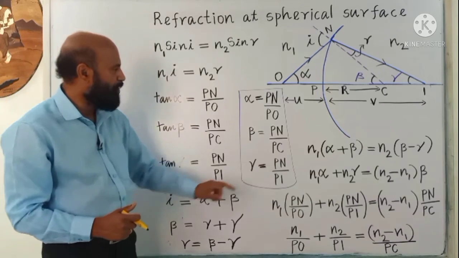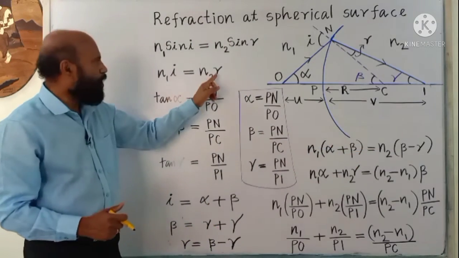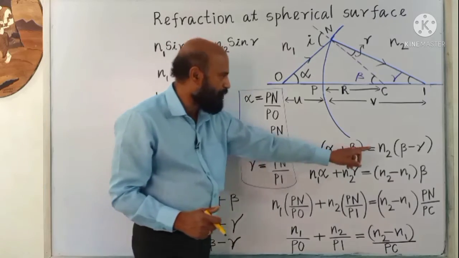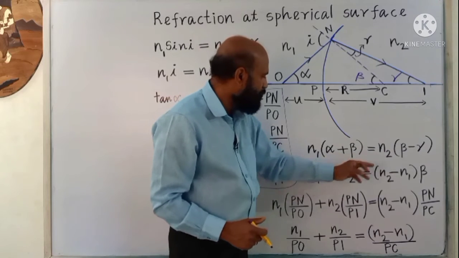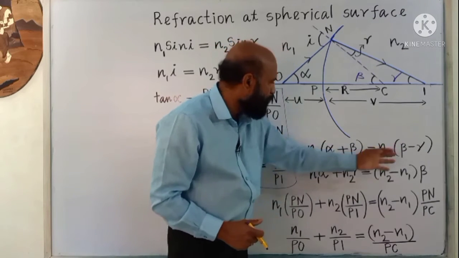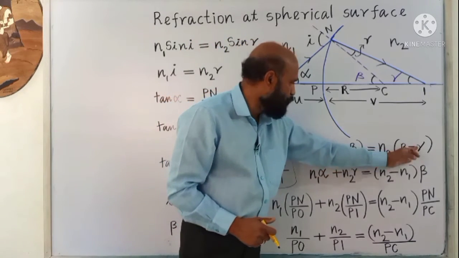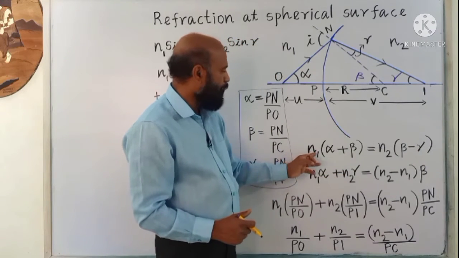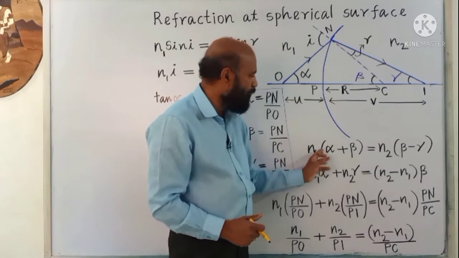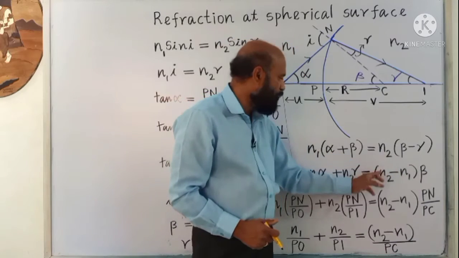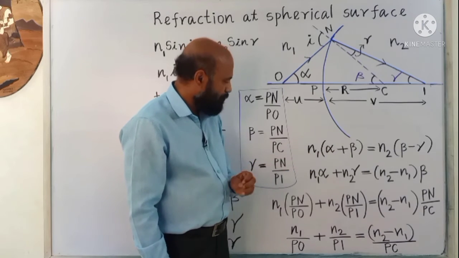So instead of I, we can write alpha plus beta, is equal to N2. Instead of R, we can write beta minus gamma. So now you rearrange. This N2 gamma, you take to this side. So N1 alpha plus N2 gamma. Now N1 beta you take to the other side, N2 beta minus N1 beta. So beta can be taken outside, so it can be written as N2 minus N1 beta. So you are getting this after rearranging.